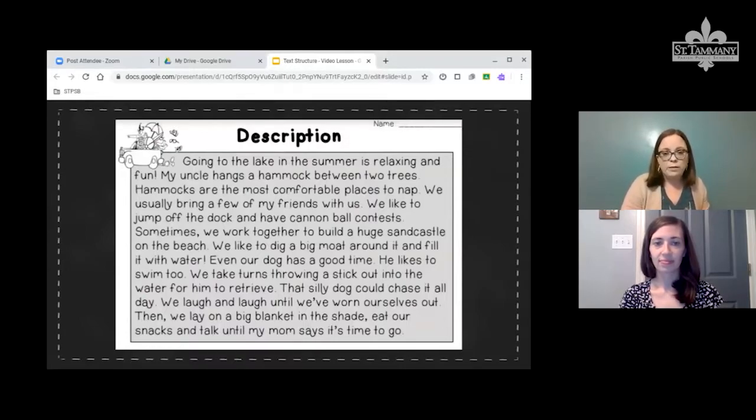Now you try. See if you can find something that is an example of description. I hope you found a really great example within this description text. One example I found was how they described how their dog had a good time and said that he liked to swim and throw a stick. Those are ways that our author used description to describe the topic of going to the lake in the summer. Awesome.